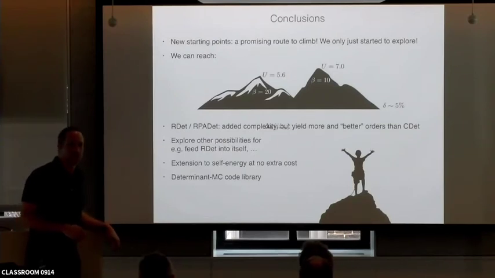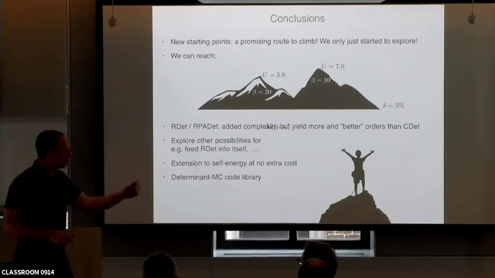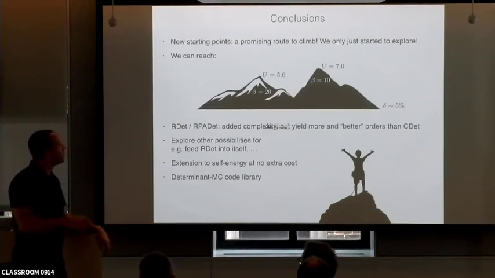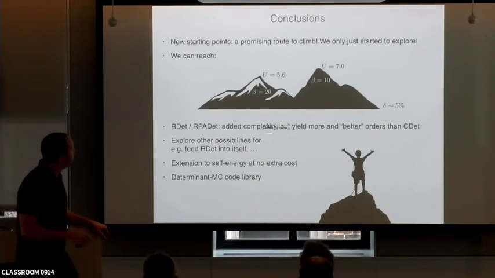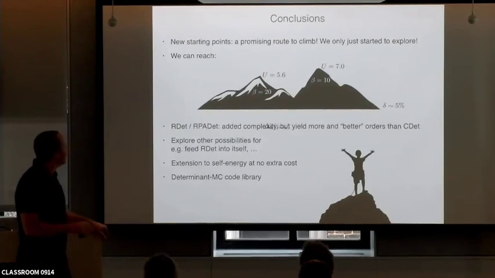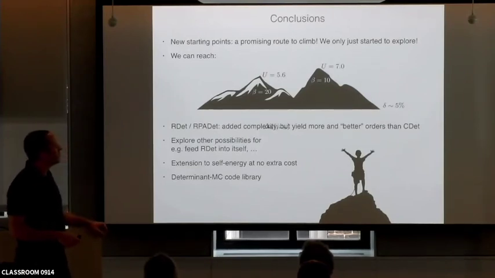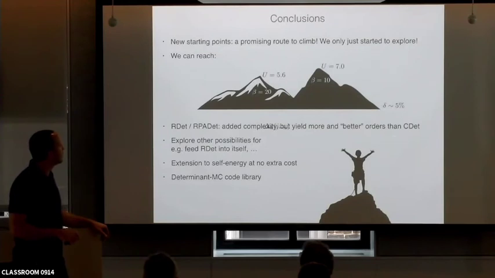Unlike what we used to see earlier, it really looked like going just a bit further was already impossible. Here it seems like we can even push this a bit further. So that's where we stand now for dopings about 5%. So the conclusion is those two approaches, even though they have an added complexity, they yield more and better orders. The variance is more under control than CDET, so this is quite important.